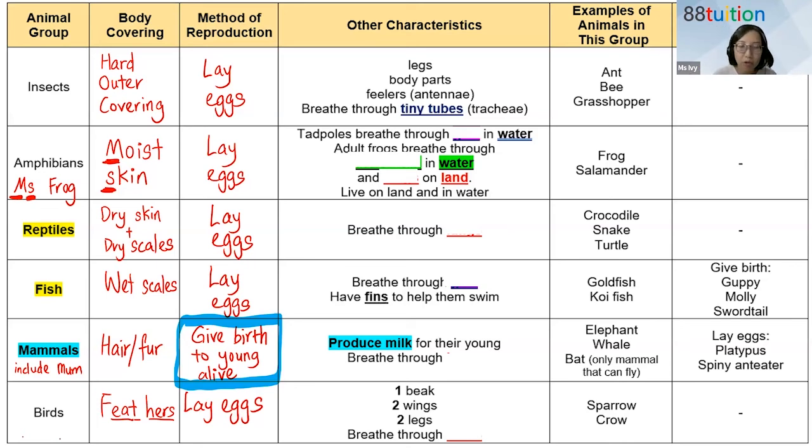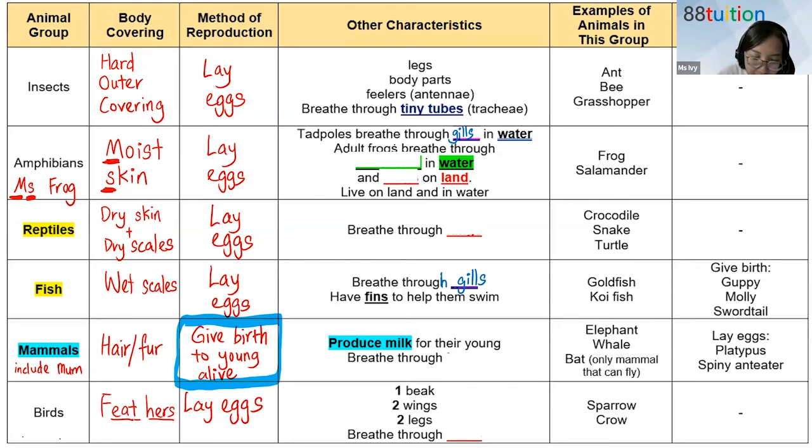All right. So tadpoles breathe through... Let me give you a clue. Start with G. So Xander, how do tadpoles breathe? It's like fish, same as the fish. So a four-letter word. Gills. Very good. Gills, same as fish. Fish also breathe through gills. So we have fish gills, we also have tadpole gills.